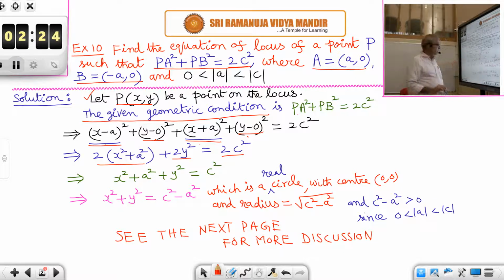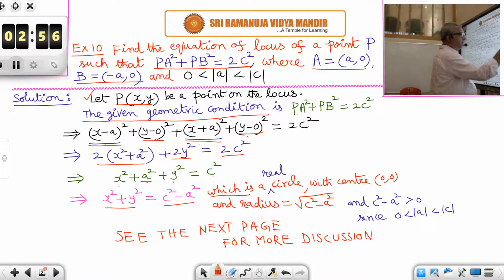So, we can cancel out the common factor 2, both left and right. So you will get x square plus a square plus y square is equal to c square. Take this a square also to the right side. So, x square plus y square is equal to c square minus a square. So, what is this locus? It is a real circle with center (0, 0) and radius root of c square minus a square.